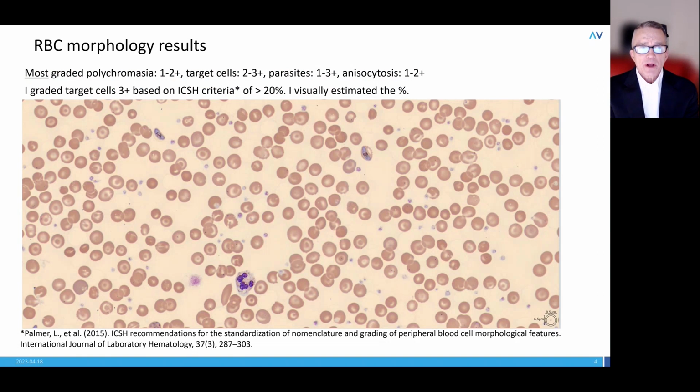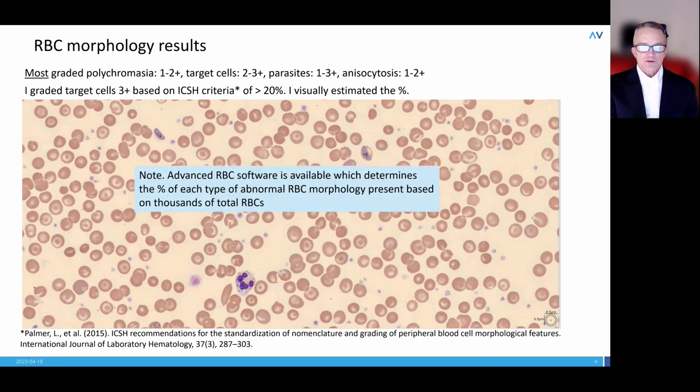Most of you graded the polychromasia as 1 to 2+, target cells 2 to 3+, parasites 1 to 3+, and anisocytosis 1 to 2+. I also graded similarly. I happen to grade the target cells as 3+, and I based this on the ICSH criteria, which is in the article by Palmer that you'll get, which shows that target cells more than 20% is a grading of 3+. To do this, I visually estimated the percentage of target cells.